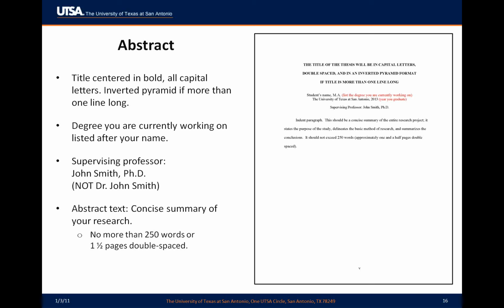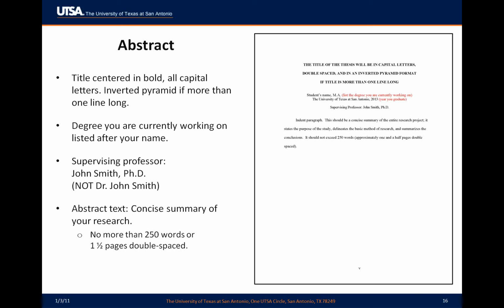Under that, you will put your name followed by the degree you are currently working on. So remember, the title page listed your previous degree. This one is your current degree, so your master's degree or your doctoral degree. Again, just use the abbreviation, so MA, MS, PhD, EdD, but not actually listing what it is in. So not MA in history, but just MA.